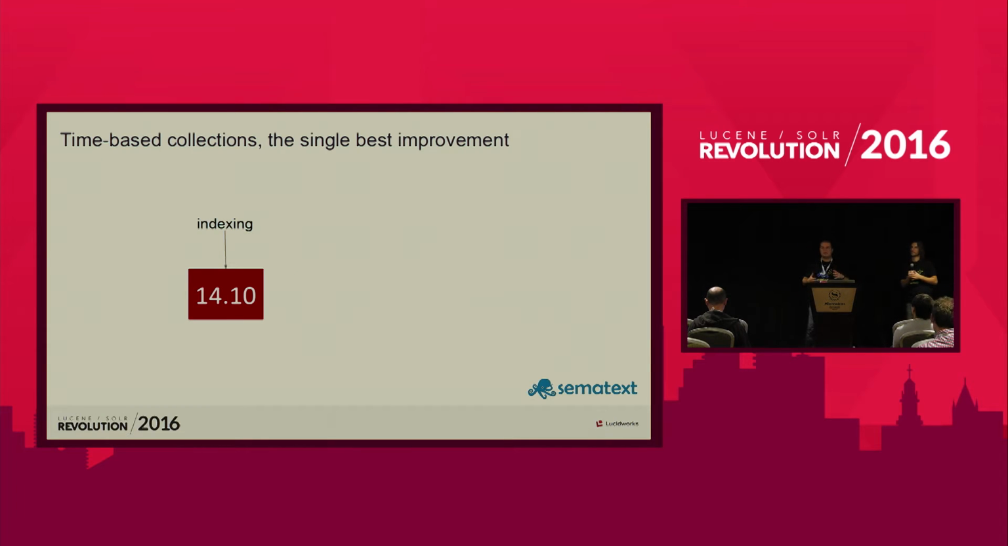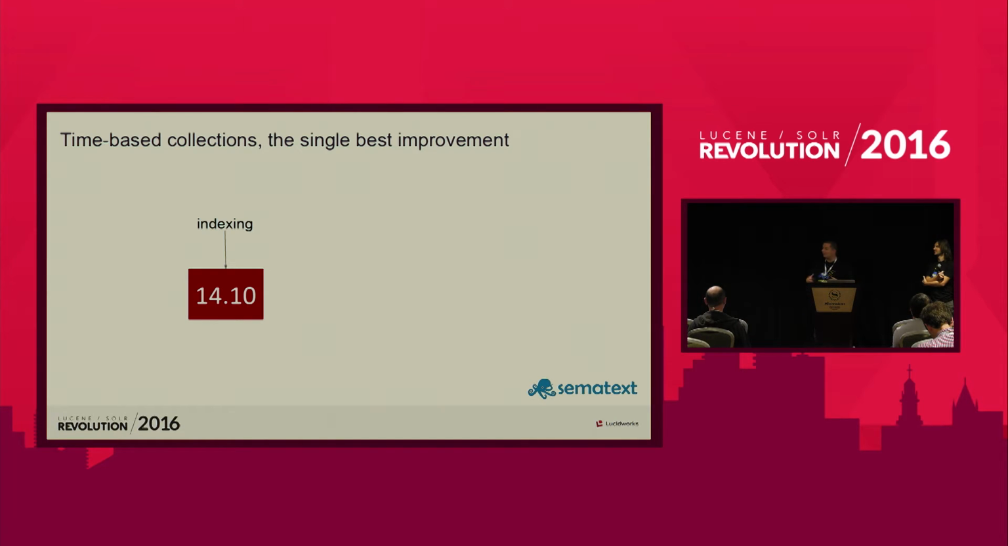So the biggest advantage you can get, and the biggest kick in indexing throughput you can get out of Solr, is actually to divide your data. So first of all, let's talk about time-based collections. If I say index, just say this is not Elasticsearch.